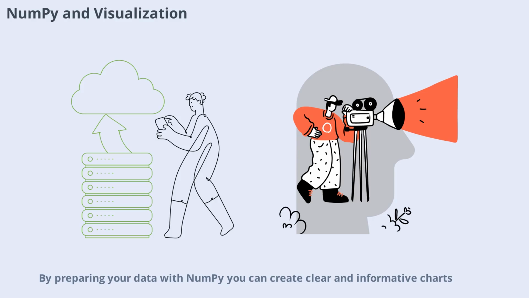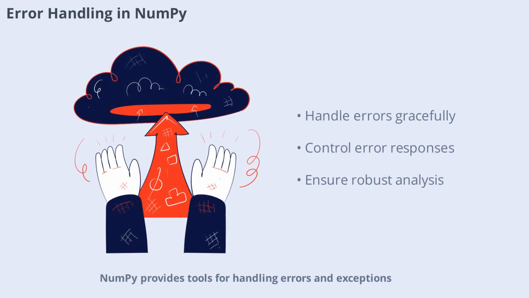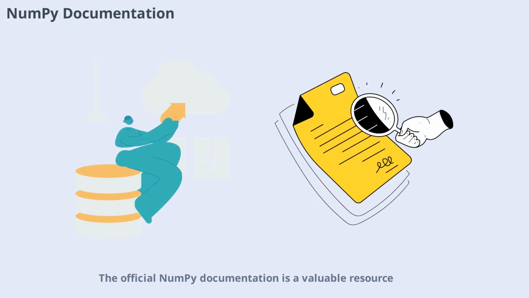By preparing your data with NumPy, you can create clear and informative charts, graphs, and plots to communicate your findings. NumPy provides tools for handling errors and exceptions such as division by zero or invalid operations. By using functions like np.seterr, you can control how NumPy responds to different types of errors, ensuring your analysis remains robust and reliable.